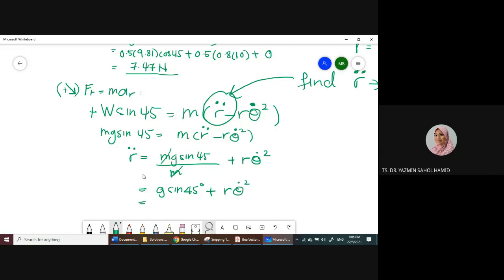Okay, so can you calculate for me? 9.81 times sin 45 plus r theta dot. Okay, now what is theta dot? 0. Yes, 0. Okay, so what is the answer?